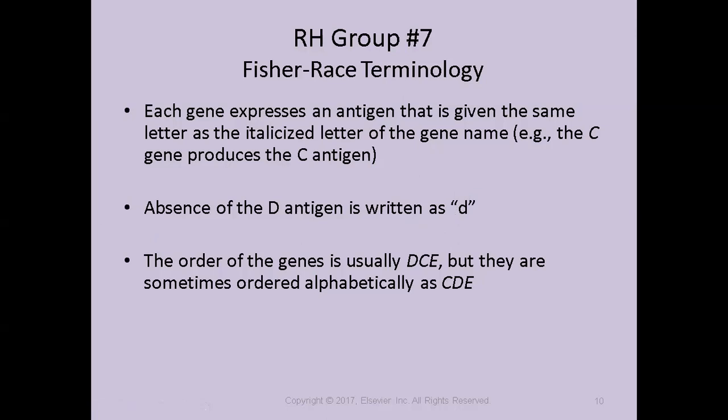As I mentioned before, there is no little d antigen that has been discovered, but when we're looking at genes that are inherited, little d is sometimes written to indicate the absence of inheriting a big D, okay? The order of the genes is usually written DCE, not alphabetical, but sometimes people will order them alphabetically as CDE. It really doesn't matter.